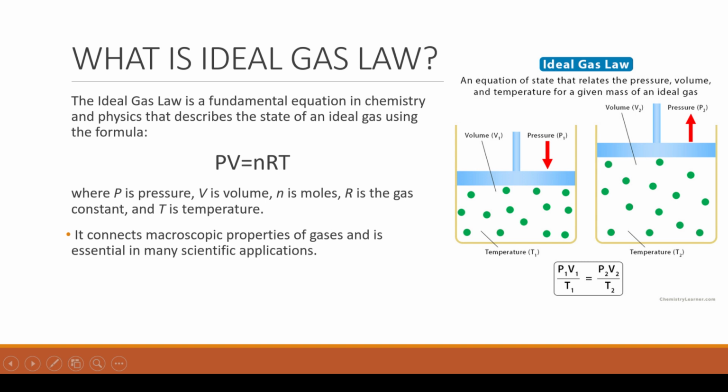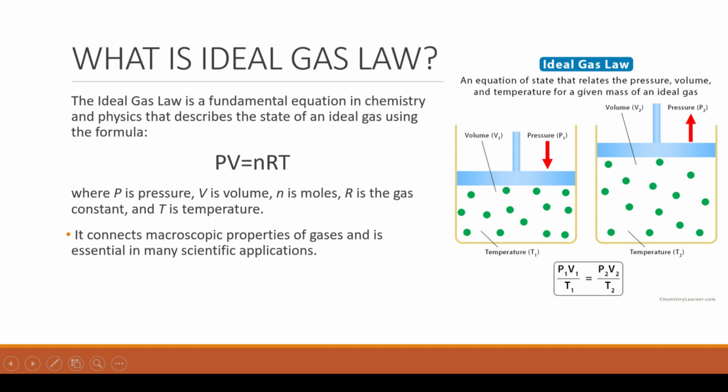R is the gas constant, a universal value that ties together the units in the equation. It's typically 0.0821 liter-atmospheres per mole per Kelvin when used in gas calculations involving atmospheres and liters. T is temperature, which must always be measured in Kelvin, the absolute temperature scale.